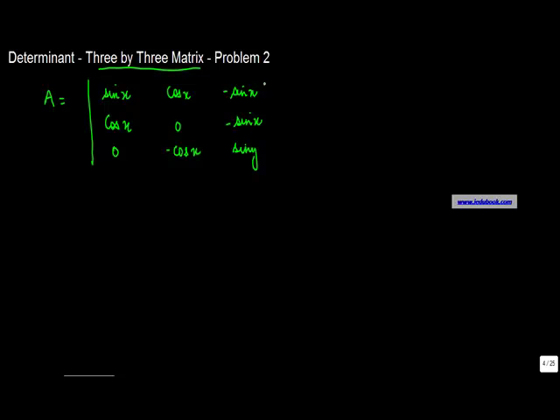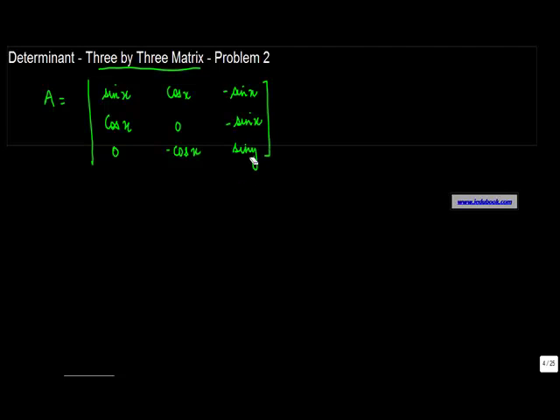Okay, let us take one more problem for determinant of a 3 by 3 matrix. So let's say you are given a matrix A which is equal to, and let me take some trigonometric terms this time: sin x, cos x, 0, cos x, 0, minus cos x, minus sin x, okay, minus sin x and sin y, right? Let me just write this down properly.